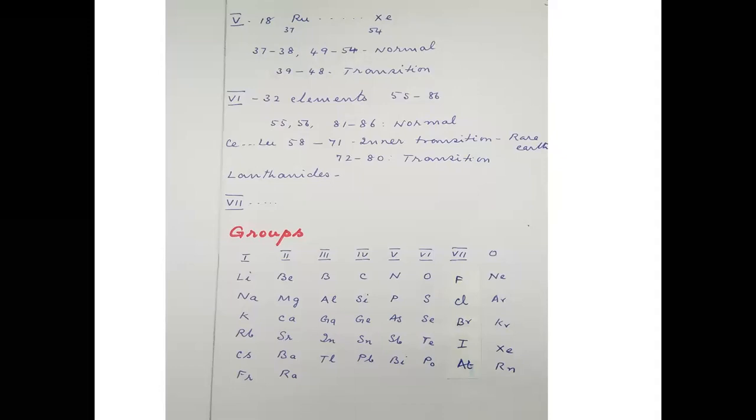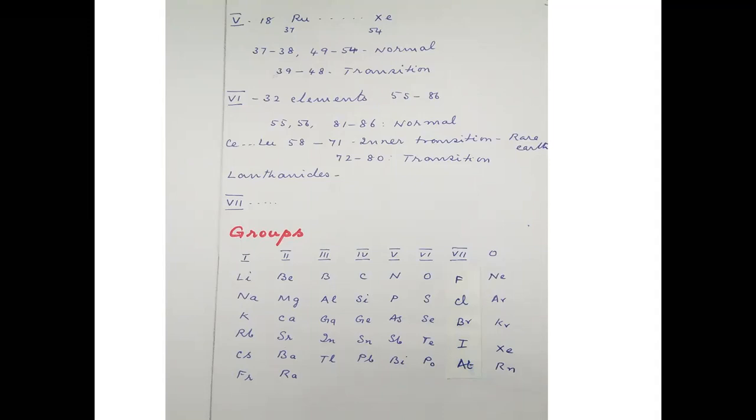See, the fifth period also contains 18 elements, starting from rubidium and ending in xenon with atomic number 54. The elements 37 and 38 are rubidium and strontium, the S block, like lithium, sodium, potassium, rubidium, and beryllium, magnesium, calcium, strontium. And also from 49 to 54, another P block. They are called normal elements or representative elements.